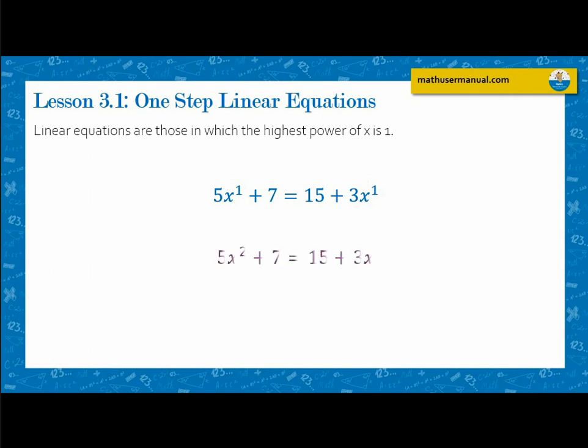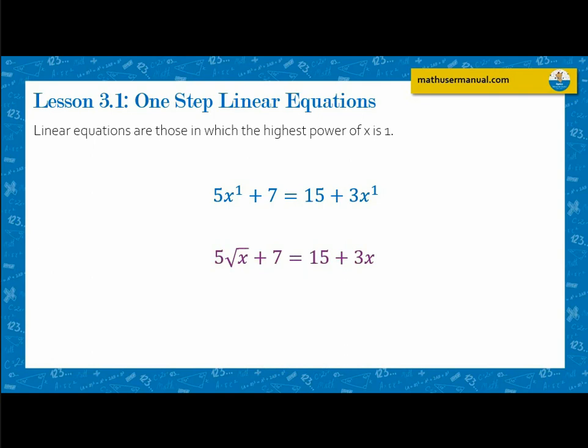Let's look at a few examples. This one, the x is to the power of 2. We have 1x to the power of 2. It doesn't matter that the other ones are to the power of 1. As long as one of them is to the power of 2 or higher, or any different than 1, it's not a linear equation. So we can delete it from the screen.